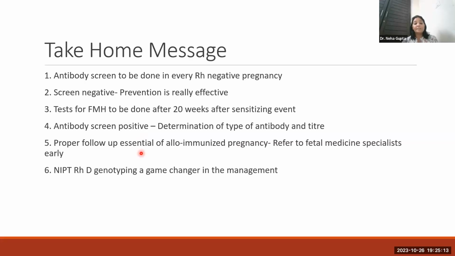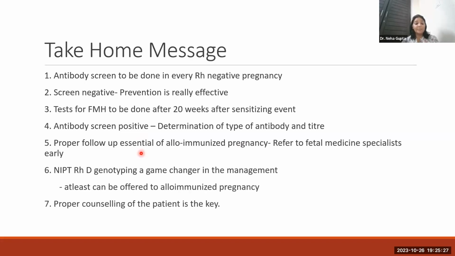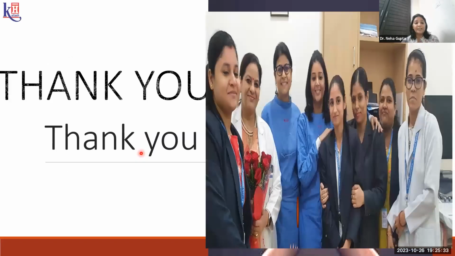So refer to a fetal medicine specialist early. NIPT RhD genotyping is a game changer in the management, because if it comes out to be negative, it allays a lot of anxiety for that couple, and at least it can be done for isoimmunized pregnancy. And proper counseling of the patient is the key. So with this, I conclude. Thank you. And this is my department, Kailash Hospital.